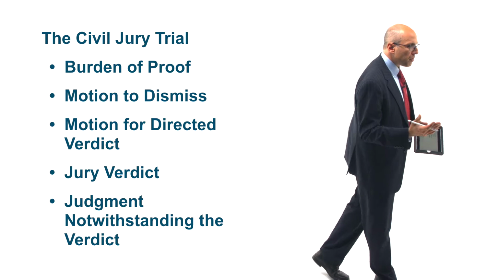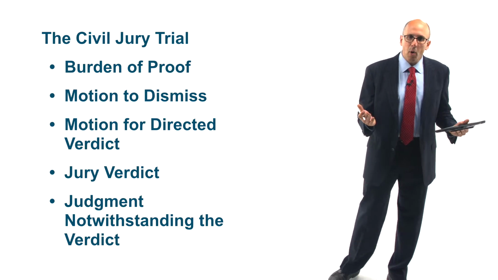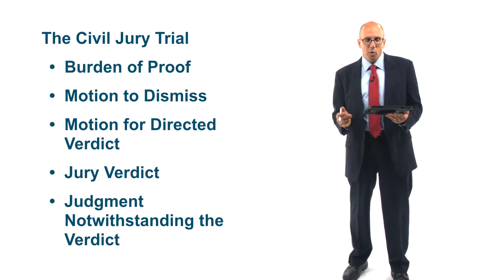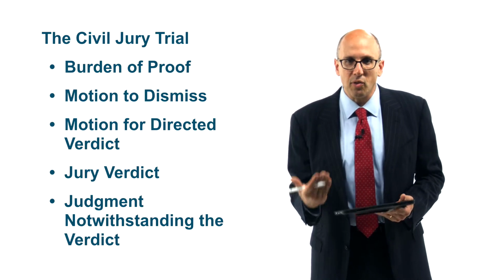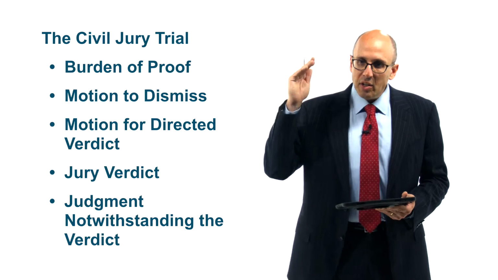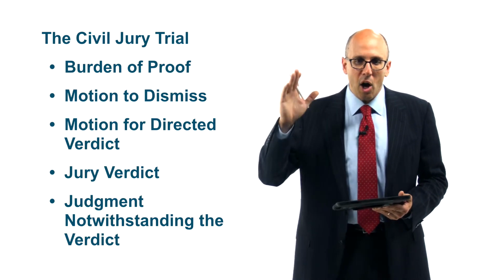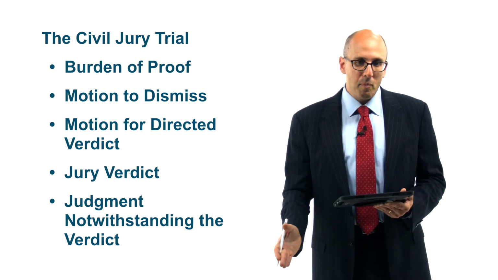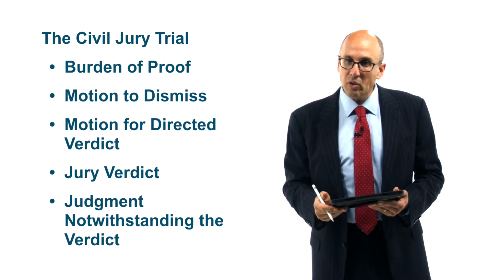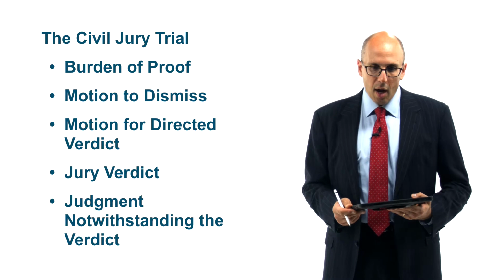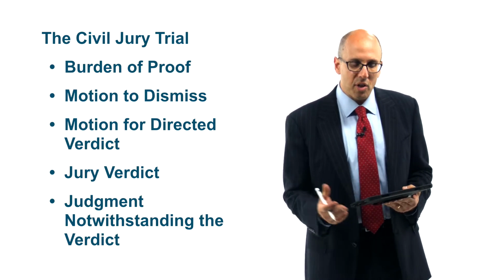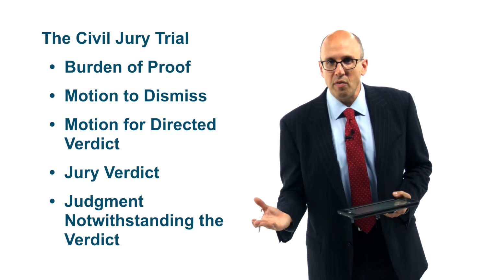Then the defendant presents whatever evidence the defendant might want to present, and then we get a motion for a directed verdict, which is basically just the same thing as the motion to dismiss. It's saying to the judge, tell the jury that as a matter of law, this is the answer. The plaintiff hasn't proved his or her case. Assuming that's denied, then we get a jury verdict.